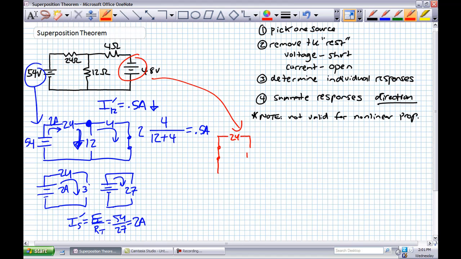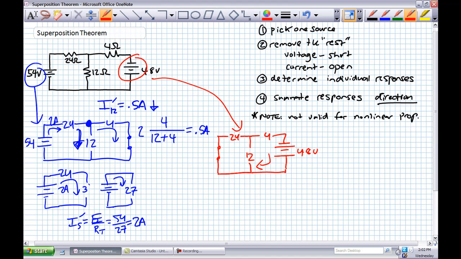So 24, a 12, 4, and our original 48 volt source. Well, what's it going to do? The 48 volt source, given its polarity, is probably going to induce a current this way. Looks like in this particular perspective, the 12 is now in parallel with the 24.